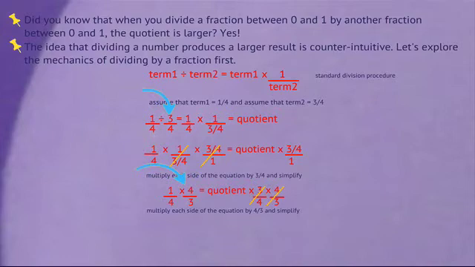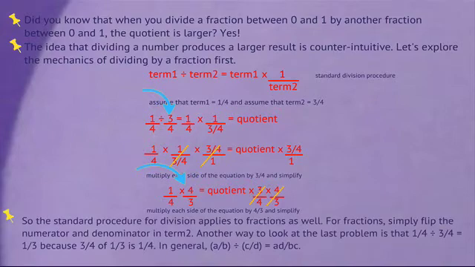We use the standard division procedure. So term 1 divided by term 2 equals term 1 times 1 over term 2. Assume that term 1 equals 1/4, and assume that term 2 equals 3/4. So 1/4 divided by 3/4 equals 1/4 times 1 over the quantity 3/4, and that's equal to our quotient. So let's multiply each side of the equation by 3/4 and simplify. And then multiply each side of the equation by 4/3 and simplify.